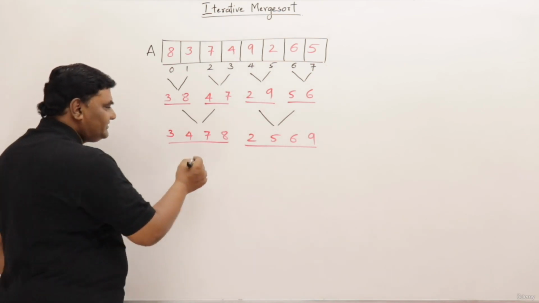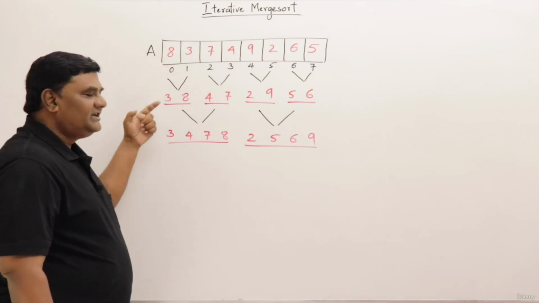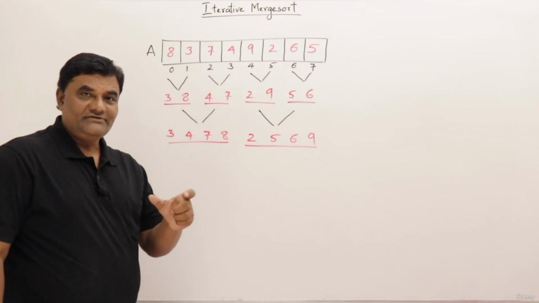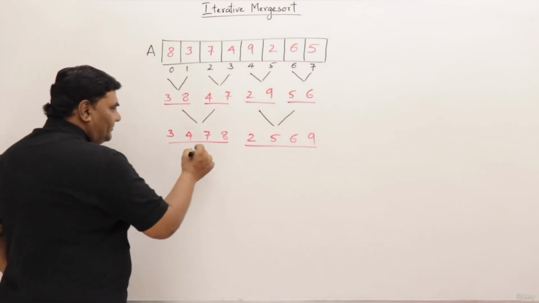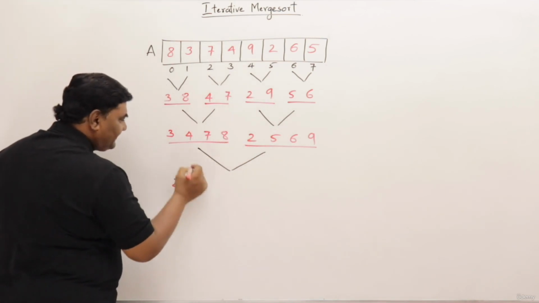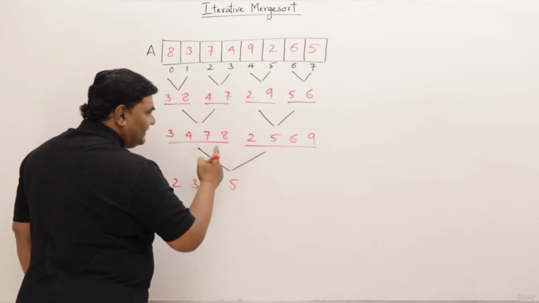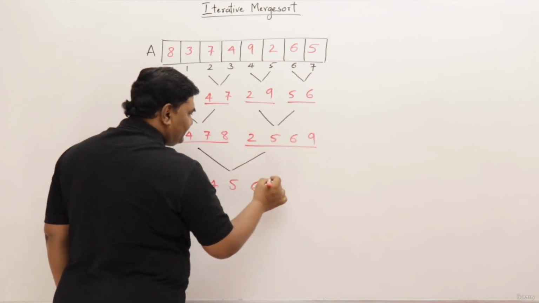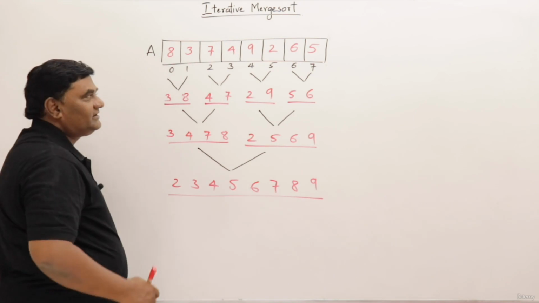Now we have to merge these. Size was 1 element, size was 2 element, now size is 4 element. So size is getting multiplied by 2. Size of the list is growing by 2. Now we have to merge these 2. 2 is smaller, then 3 is next, then 4 is next, then 5 is smaller. Then compare these 2, so 6 comes next. Then compare these 2, 7 comes next. Then 8 comes, then 9. That's all. This is sorted.